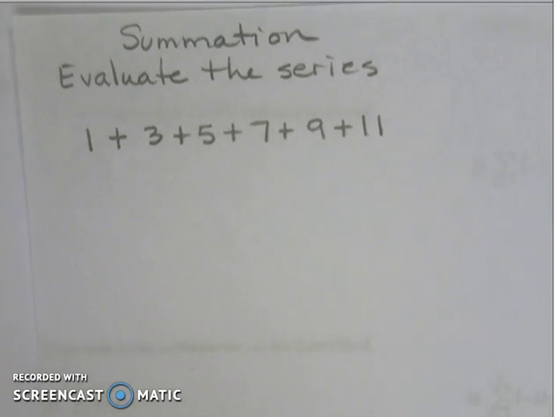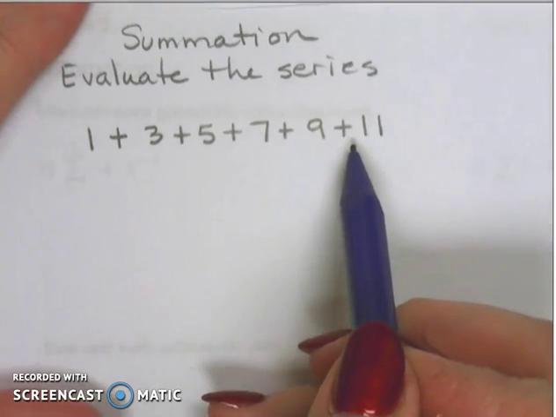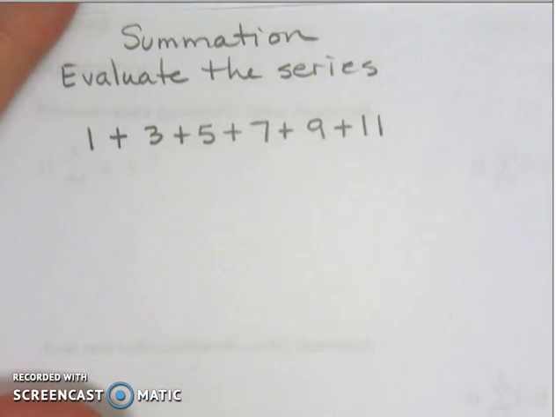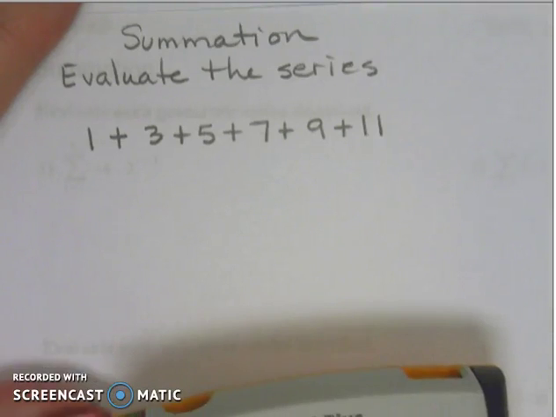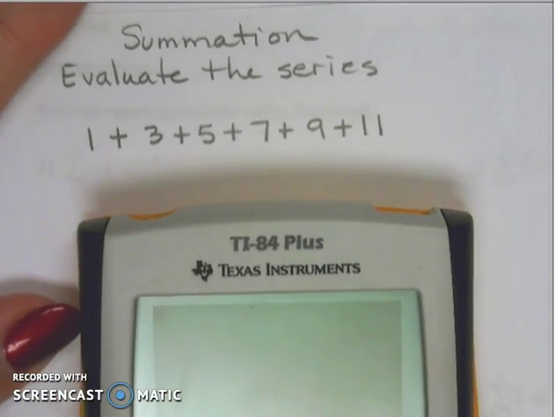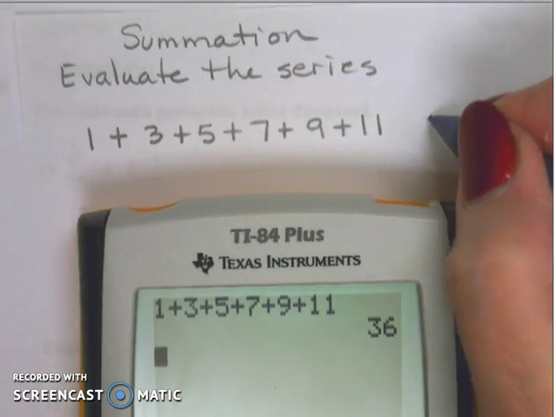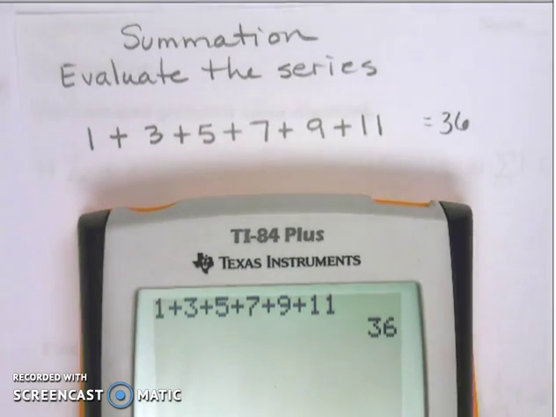Module 1, Summation. We're evaluating a series. A series is different than a sequence because it's a set of numbers that are being added together. When I look at this, I have 1 plus 3 plus 5 plus 7 plus 9 plus 11. Now I can merely type that in the calculator and have my answer, to evaluate that series, that it's 36.